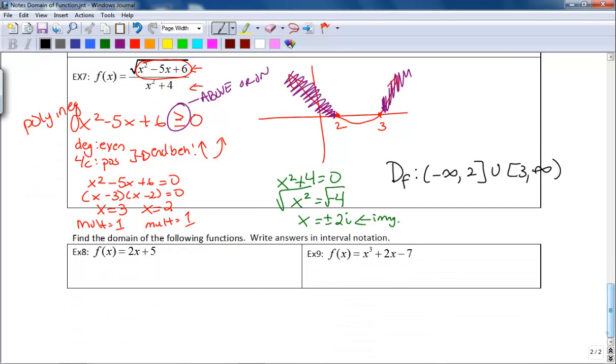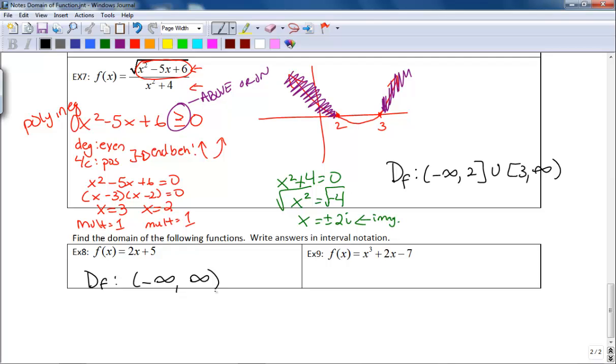Again, it's f of x is equal to 2x plus 5. Does this function have issues? Is it a rational function? No, there's no fraction there. Is it an even root function? No, there's no radical there. So because it's just a linear, its domain is going to be all real numbers.